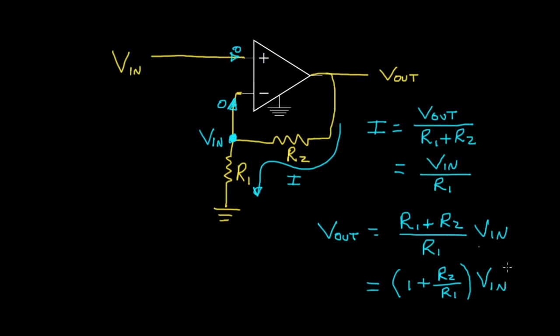So in this case, we're not inverting the input voltage, but we are amplifying it, and the amount we're amplifying it by is equal to 1 plus the ratio of R2 to R1. So if we make R2 much smaller than R1, we're just simply following the voltage out. If we make R2 significantly larger than R1, then we can add some amplification to the input voltage.